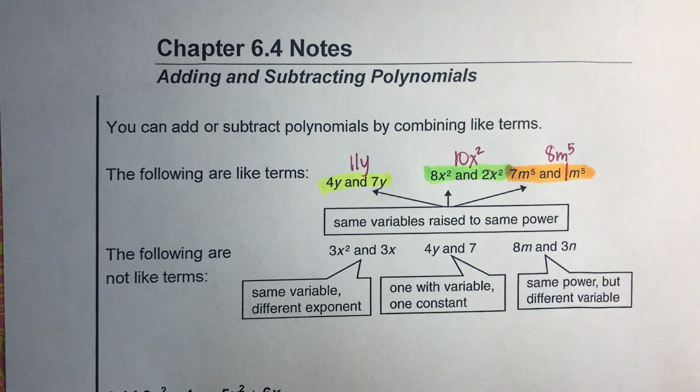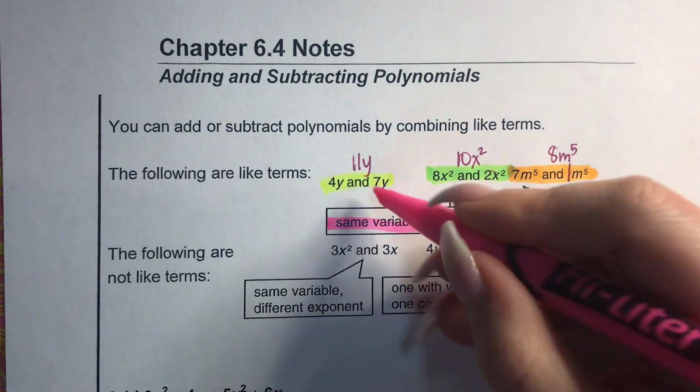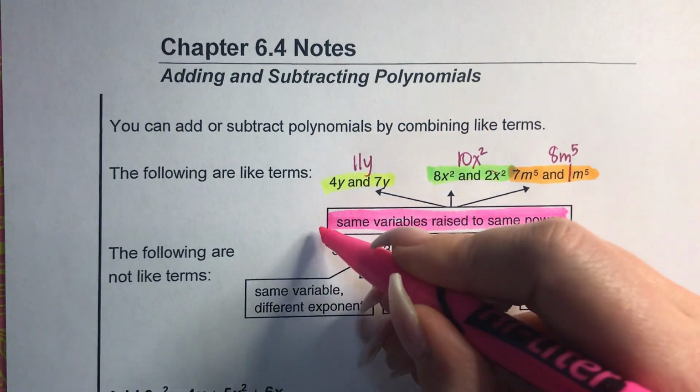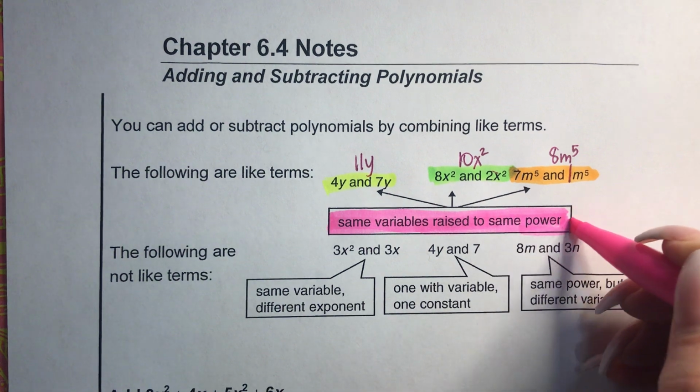So those are like terms, okay? So basically what you need is you need the same variables raised to the same power. That's what being like terms are. So the same variables raised to the same power.